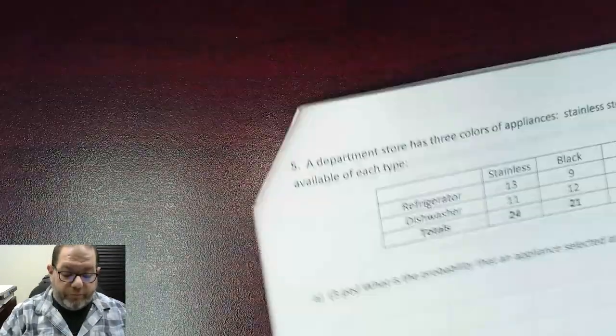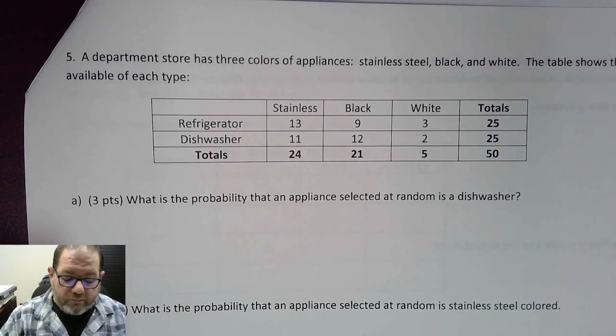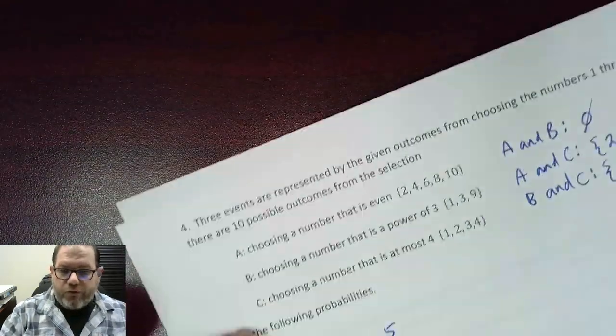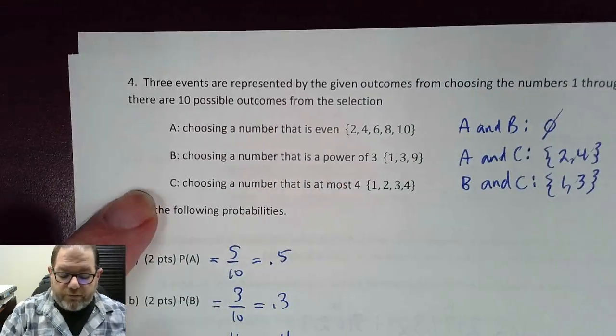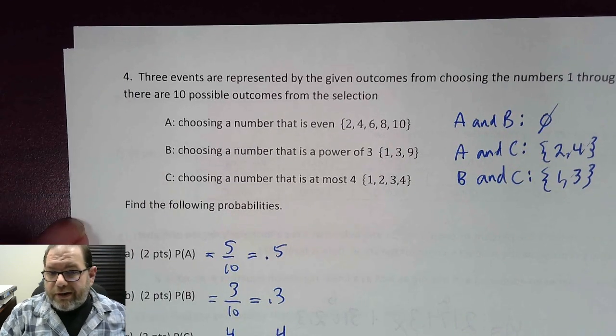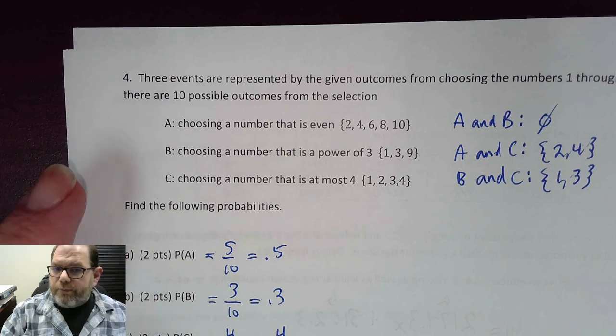All right. Moving on to problem 5. Now, this is kind of a similar set of questions, but now given in a different context. 4 is kind of our classical probability problem where everything is equally likely to occur. We're just as likely to select a 1 from this hat as we are from any other number.